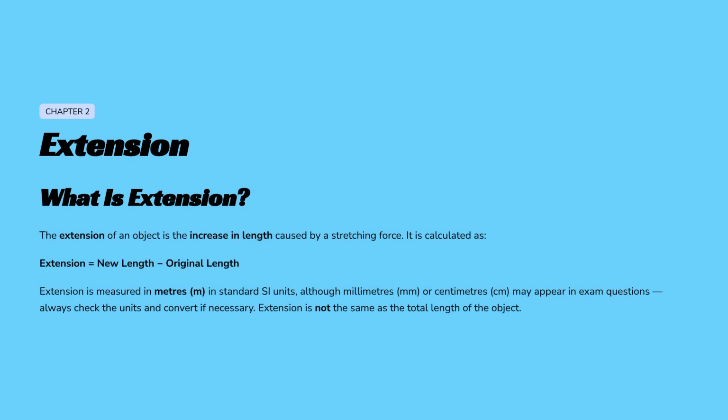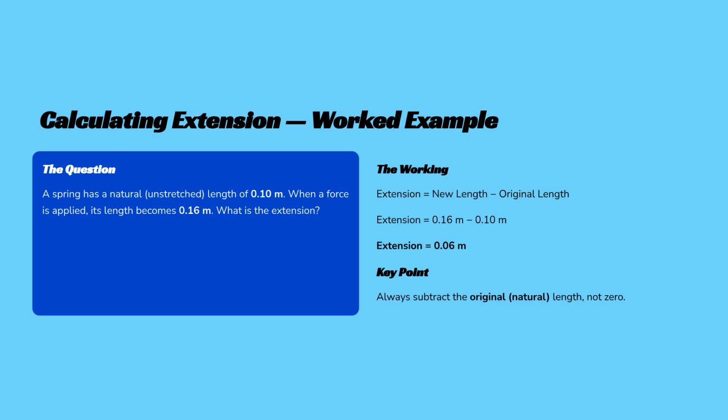Chapter 2 focuses on extension, which is the increase in an object's length caused by a stretching force. Remember, extension is calculated by subtracting the original length from the new length. For a worked example, if a spring's natural length is 0.10 meters and it stretches to 0.16 meters, the extension is 0.06 meters. Always remember to subtract the natural length, not 0.